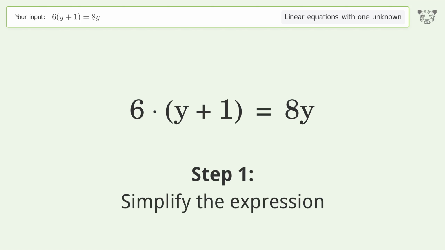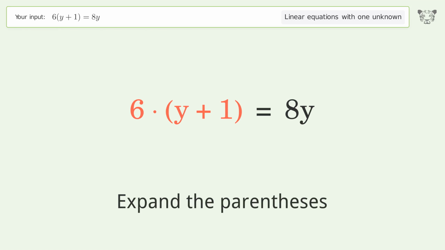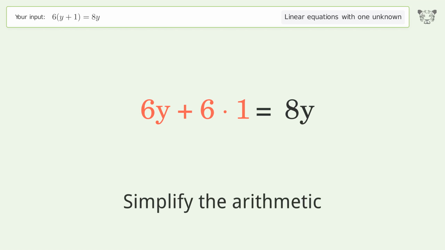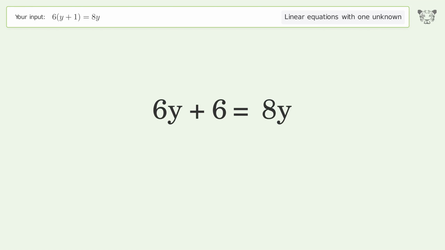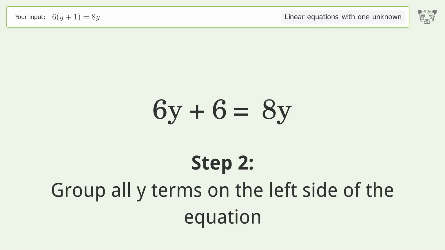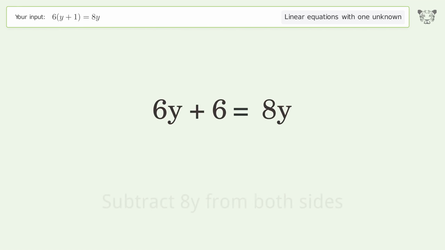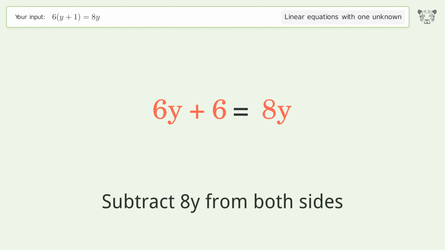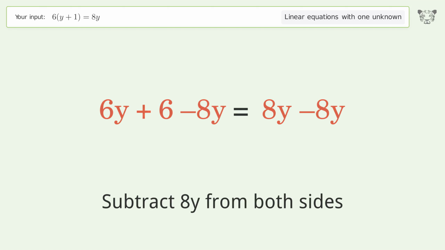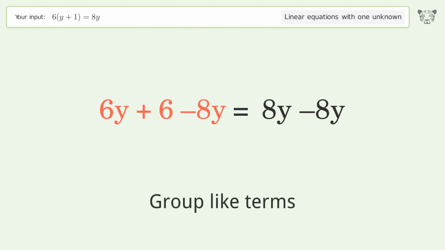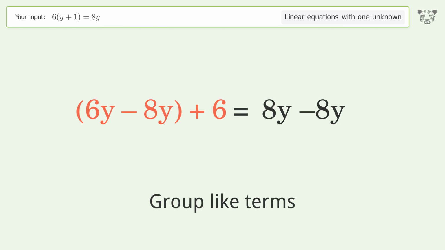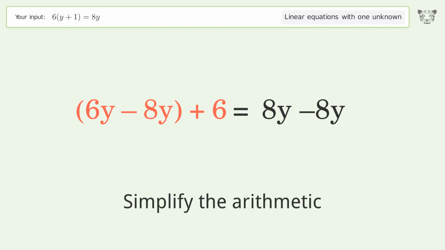Simplify the expression. Expand the parentheses. Simplify the arithmetic. Group all y terms on the left side of the equation. Subtract 8y from both sides. Group like terms. Simplify the arithmetic.